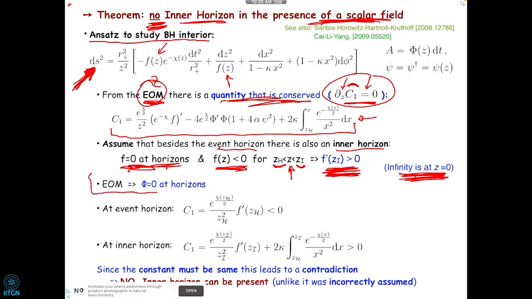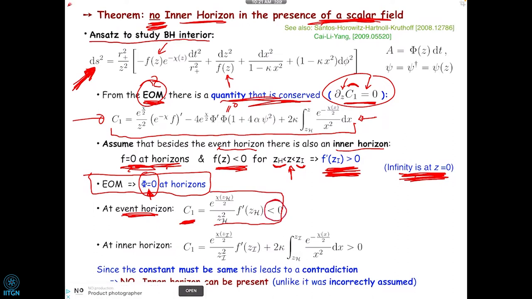Now, it also follows directly from the equations of motion that phi must vanish at the horizon. So phi is the Maxwell field. At the horizons, the equation of motion tells me that the Maxwell field must vanish. When I insert this condition here in C1, at the event horizon, I set phi equals zero here. I conclude that C1 in this case is simply given by this quantity. And this quantity is smaller than zero because the derivative of F at the event horizon is negative.